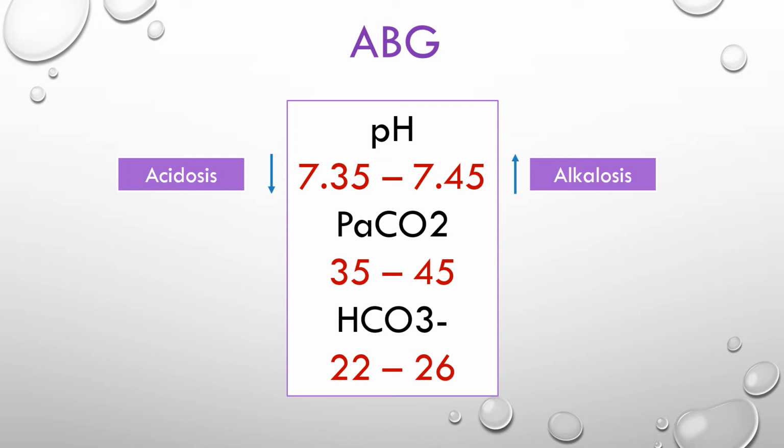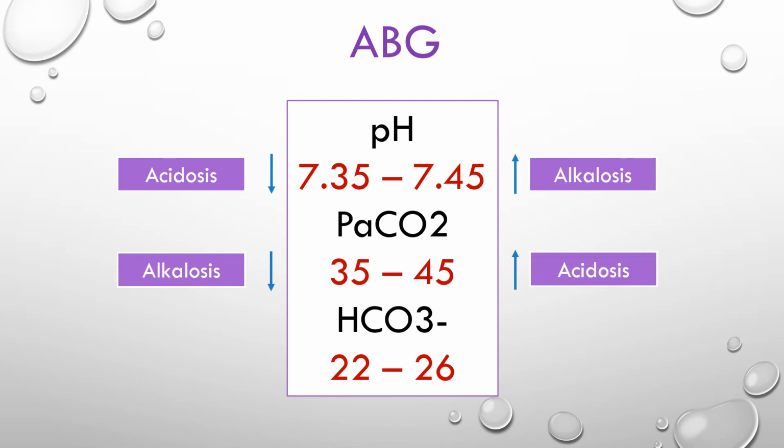Now, if the PaCO2 is low, meaning less than 35 millimeter of mercury, there is alkalosis. And if the PaCO2 is high, meaning more than 45 millimeter of mercury, there is acidosis on the respiratory component. Now, if the bicarb level is low, there is acidosis on the metabolic component, and if the bicarb level is high, it indicates alkalosis on the metabolic component.